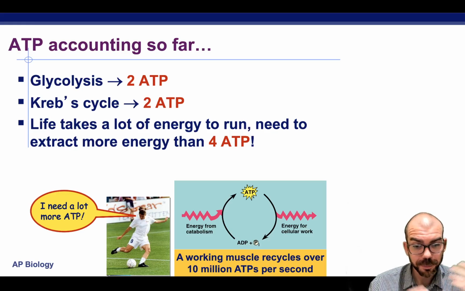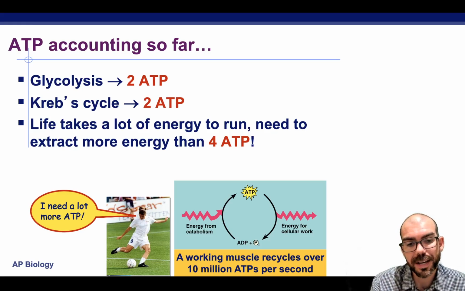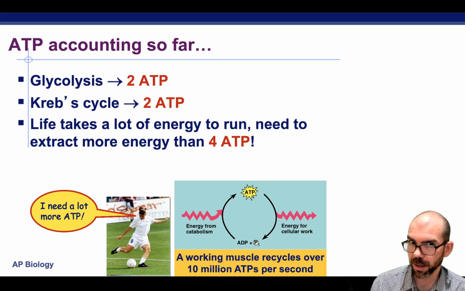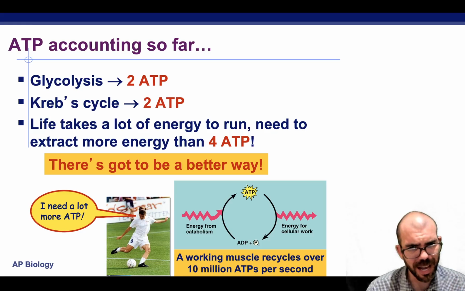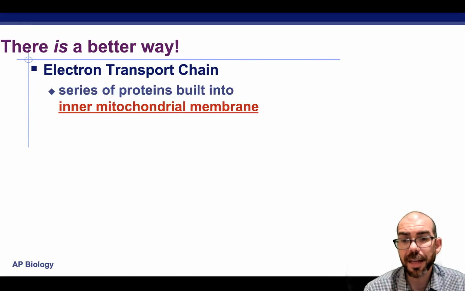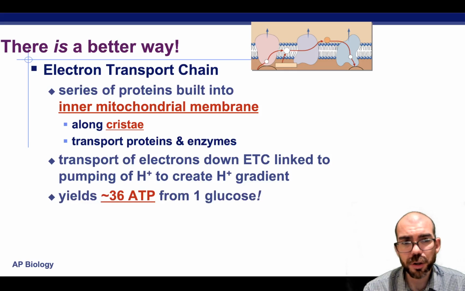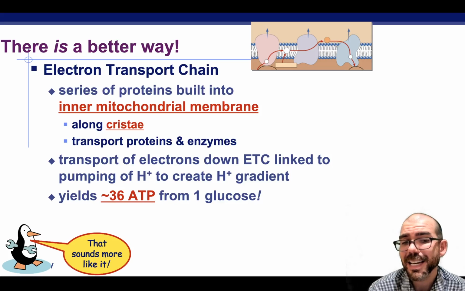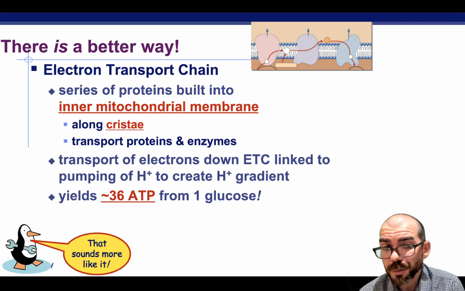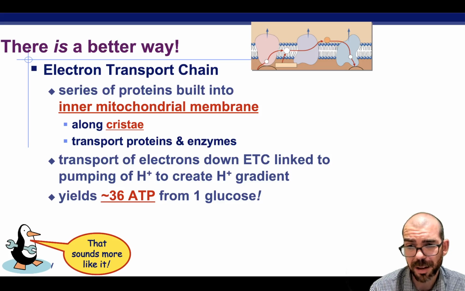For perspective, one muscle working for 1 second requires 10 million ATP. That's a lot. We're going to have to do a lot more than just glycolysis and the Krebs cycle to make that happen. There's got to be a better way. And there is. The electron transport chain is going to be able to utilize all those electron carriers and make up to 36 ATP. We only made 4 so far, so 36 is a huge gain.